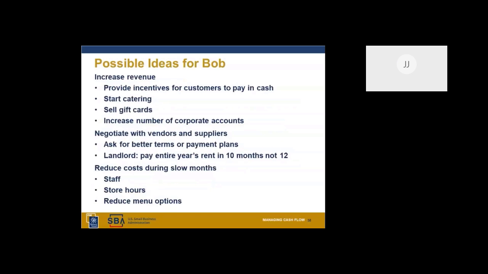So possible ideas then. And these are the possible ideas that are provided in the module itself. These may or may not align exactly with what the participants in the class have come up with, but you can certainly show the slide right from the module material and compare those to the answers that the participants gave. So again, ideas for increasing revenue. Maybe it's providing incentives, start catering or offering that ancillary service, selling gift cards. Opportunities for negotiating with vendors and suppliers, asking for better terms or payment plans. Again, for the landlord, maybe you offer to pay the entire year's rent in 10 months and not 12. So looking at ways to do that.